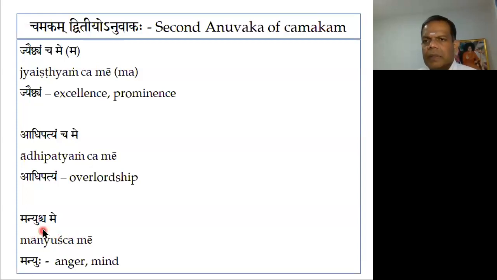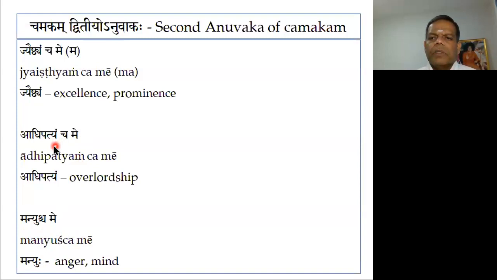Here there's a sandhi. In terms of pronunciation, there are no difficult consonants. Manyuhu cha: the visarga here, as you can see, has become "sh" because of sandhi. So that's how you get manyuscha. But the simple word is manyuhu.